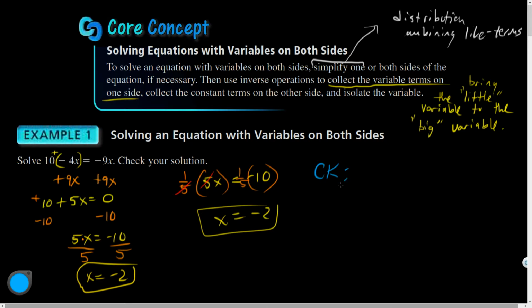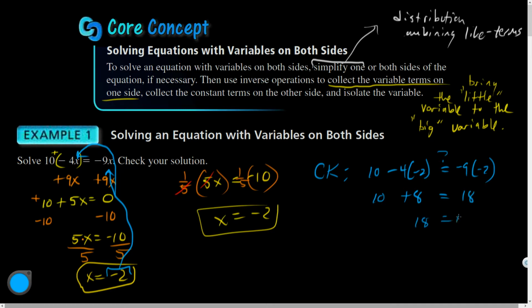Yeah. So let's do a check, Ben. I'm going to plug negative 2 in everywhere I saw an x in the original problem and just see if it works. 10 minus 4 times negative 2, is that equal to negative 9 times negative 2? So let's use PEMDAS now. 10 plus 8, is that equal to 18? 18 equals 18, friendos. That's right. That's beautiful. Look at that. That's a thing of beauty. Would you look at that?